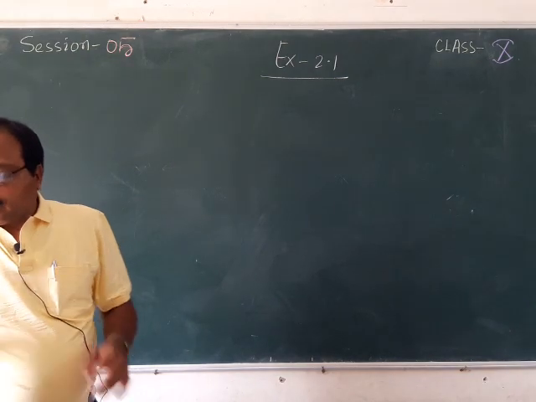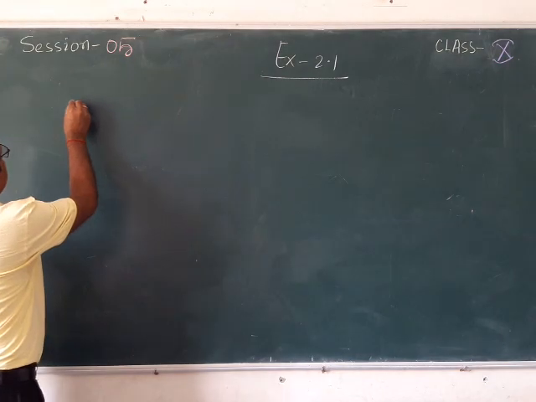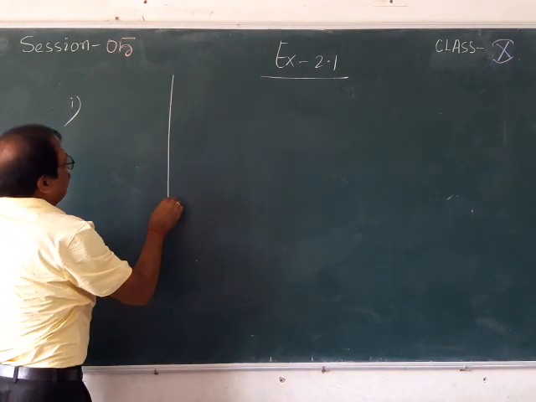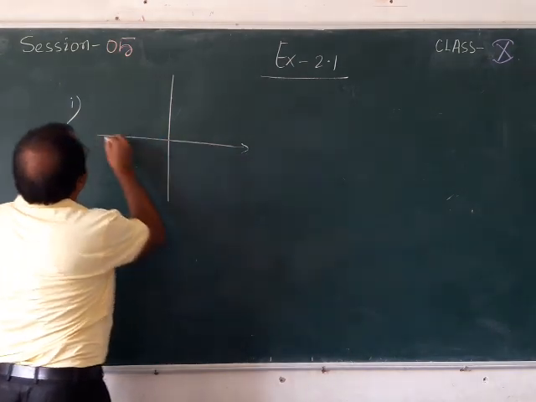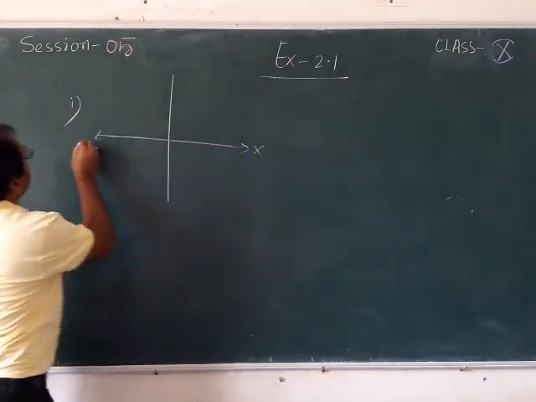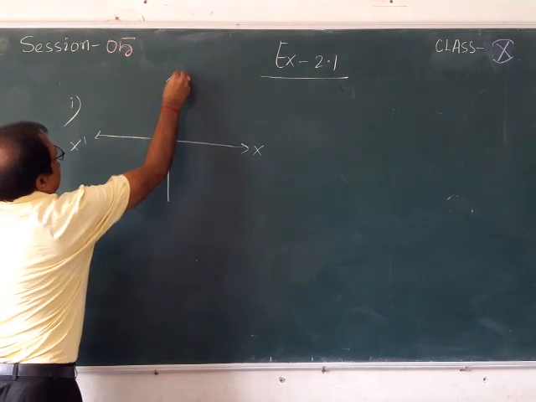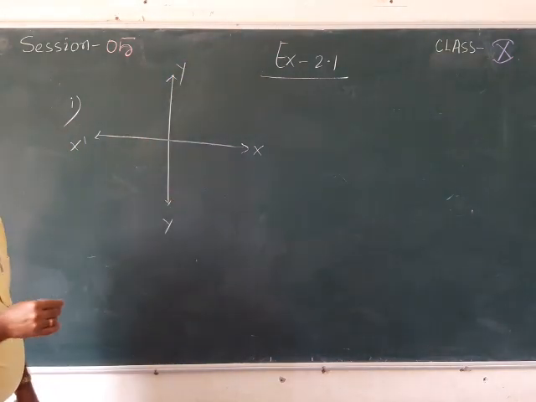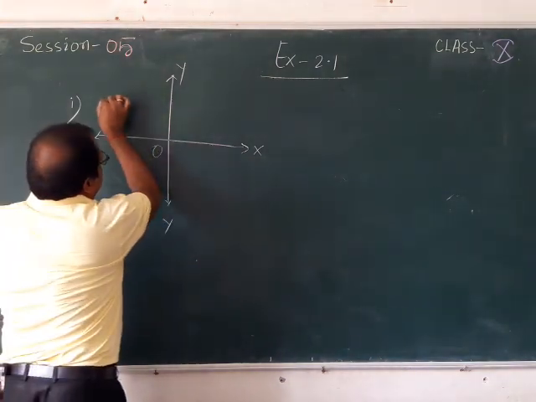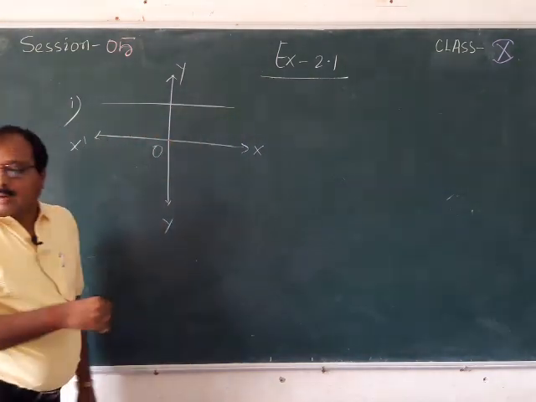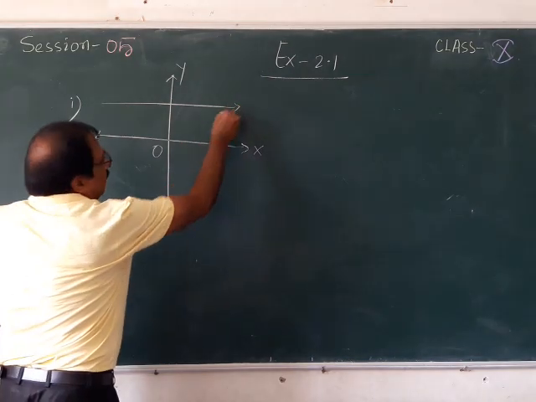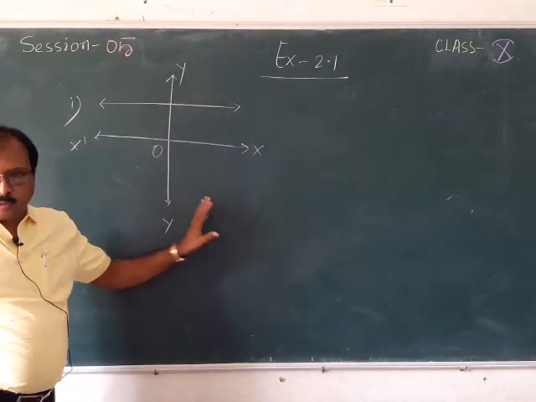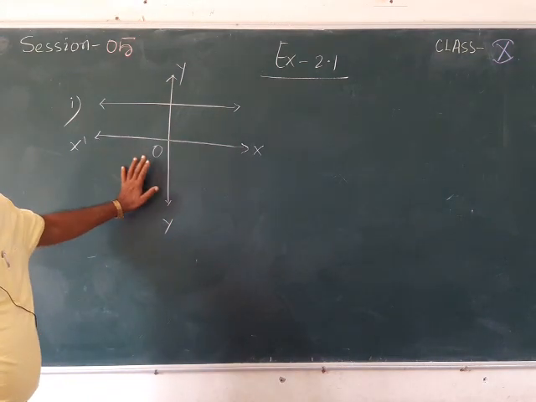So, here you can see the first graph is drawn like that. This is the graph which I am copying from your book itself, and they are asking how many zeros are there for this polynomial. Can you guess how many zeros are there?